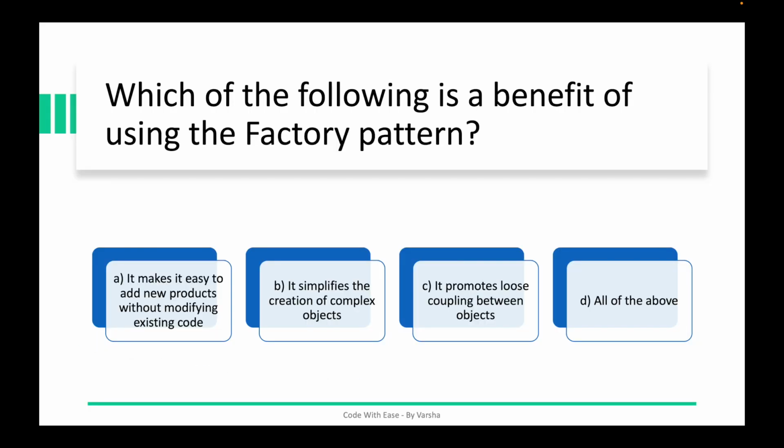The first question is, which of the following is the benefit of using the factory pattern? It makes it easy to add new products without modifying existing code. It simplifies the creation of complex objects. It promotes loose coupling between objects. Or all of the above. You can give the answers to the questions of the quiz in the comments below.